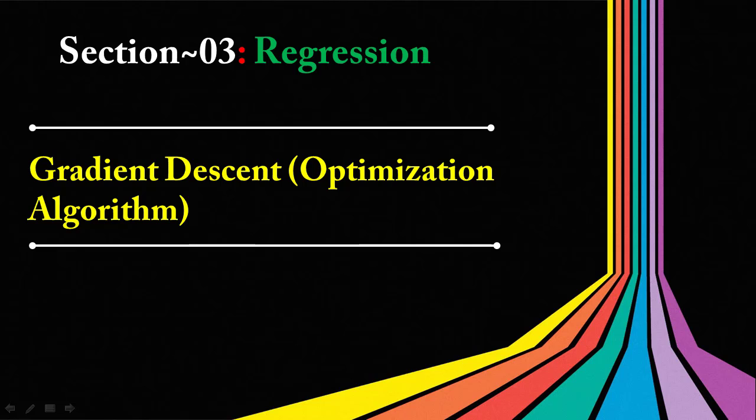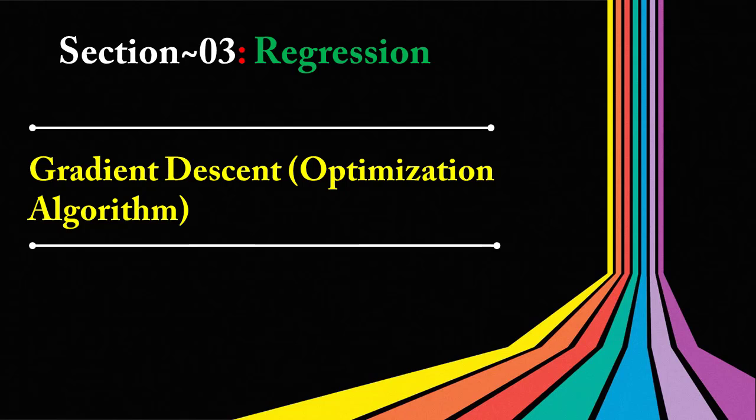In this video we're going to talk about gradient descent, which is an optimization algorithm. We will take a look at the intuition behind gradient descent for linear regression, and last but not least, we'll implement our gradient descent from scratch.